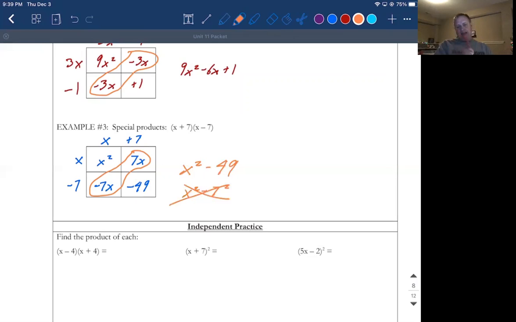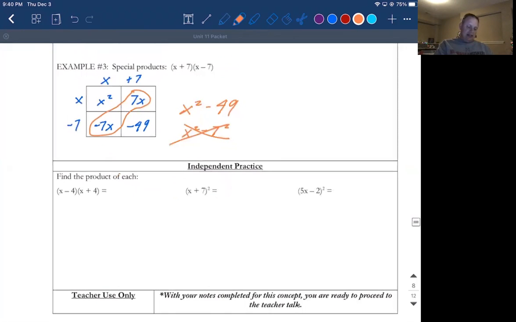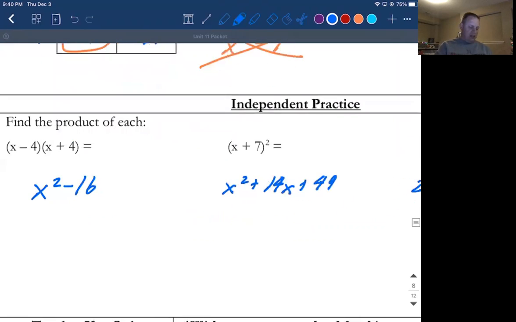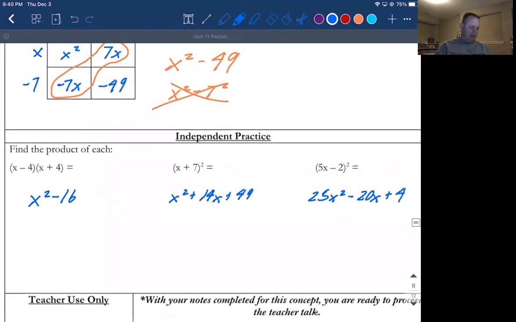Three at the bottom here, independent practice. Find the product of each of those. If you think you can do that in your head on all 3 of those, just bing, bang, boom, knock those out. Pause the video and check out the answers here in one moment. All right, that's it. Those are the 3 answers. Use the box method on all of them. You've got binomials multiplied by each other in every single one of those.